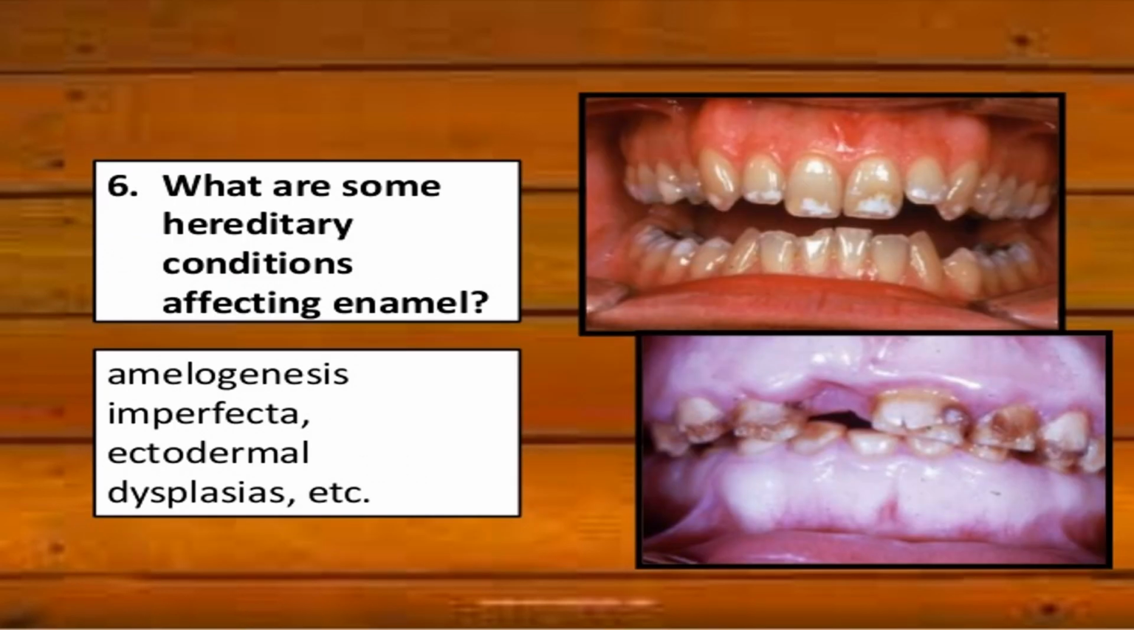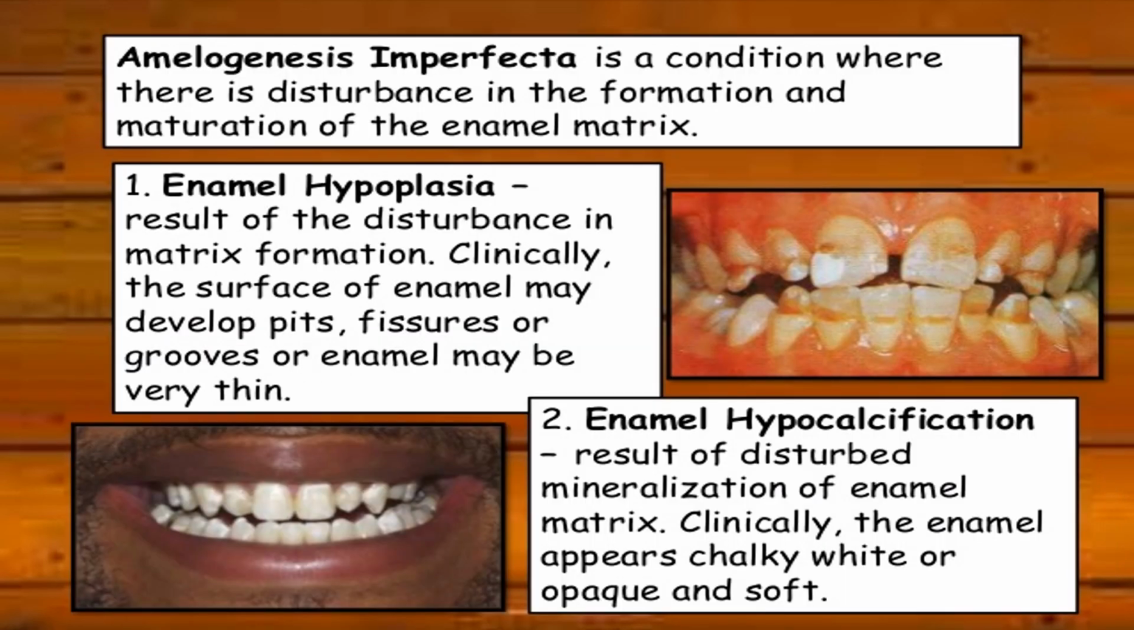What are some hereditary conditions affecting enamel? The hereditary conditions affecting enamel are amelogenesis imperfecta, ectodermal dysplasias, etc. Ectodermal dysplasia is a disease of skin. Amelogenesis imperfecta is a condition where there is a disturbance in the formation and maturation of enamel matrix. Enamel hypoplasia is the result of a disturbance in matrix formation.